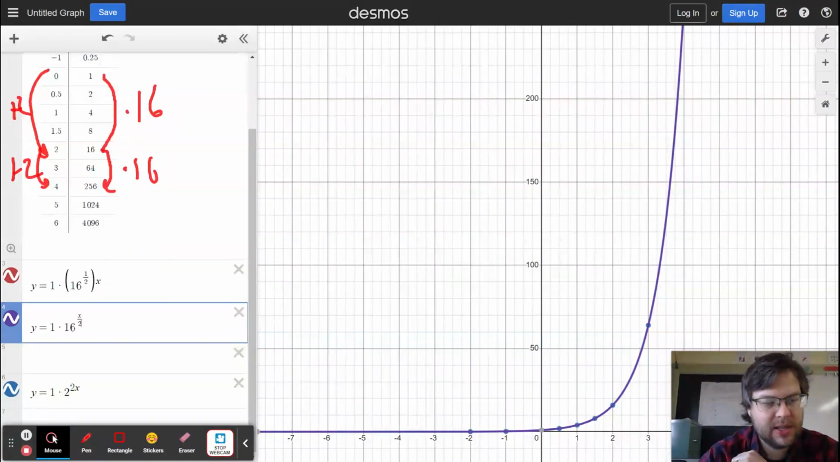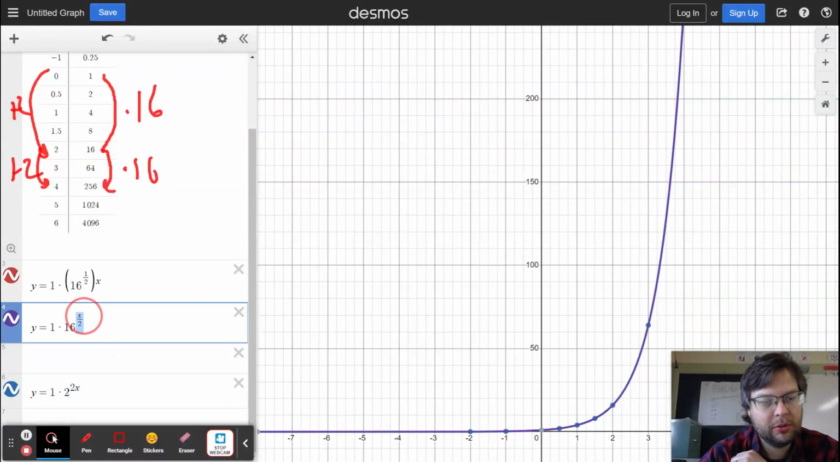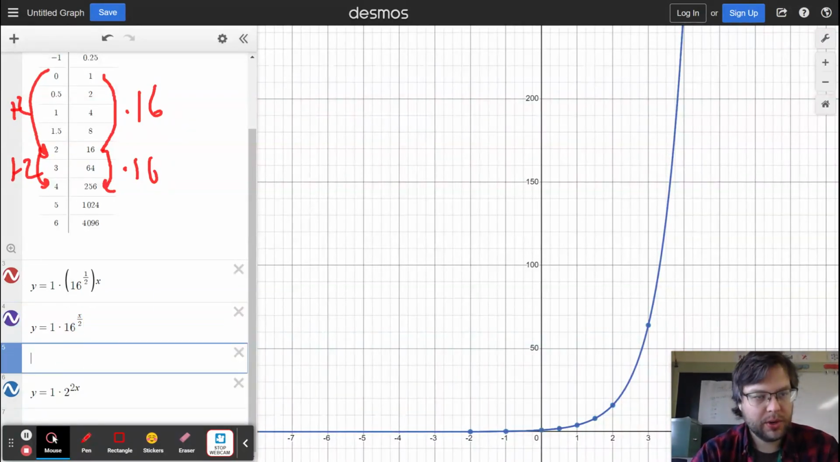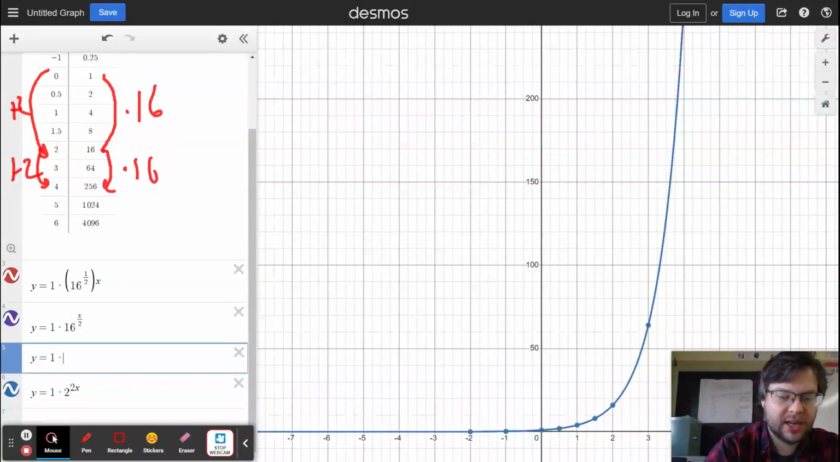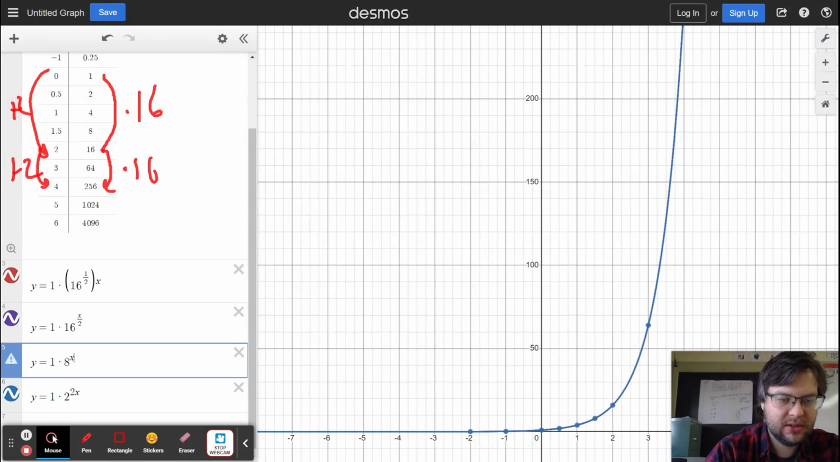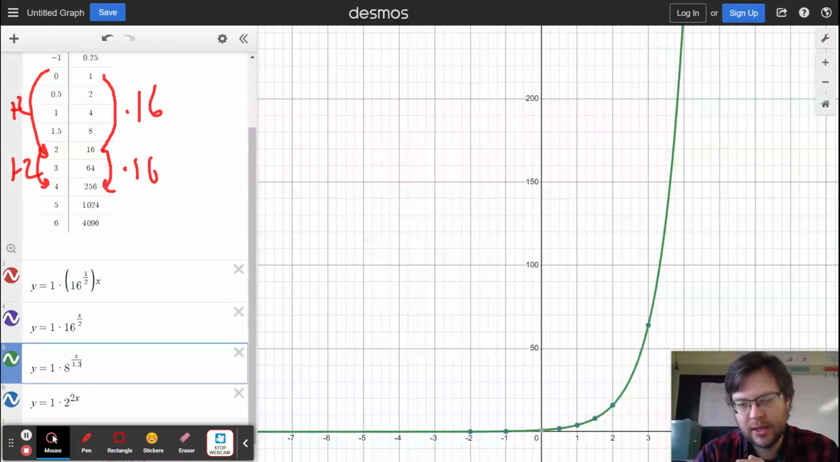When we wrote it as this, we're saying that we're multiplying twice as often. So every half step it's multiplying by 2. Here we're saying we're multiplying half as often times 16. We could even do a weirder one. You might notice that it's multiplying by 8 every 1.5 steps. So we could say it's 1 times 8 raised to the x over 1.5. And it's going to be the same thing.